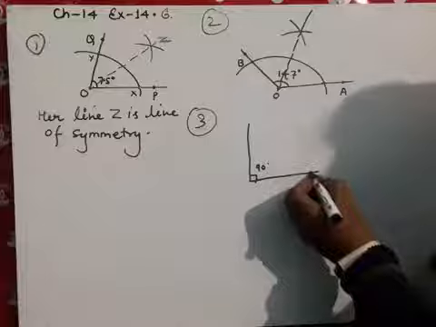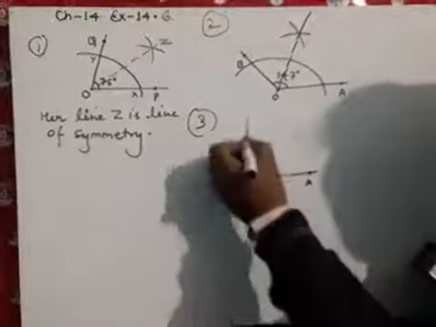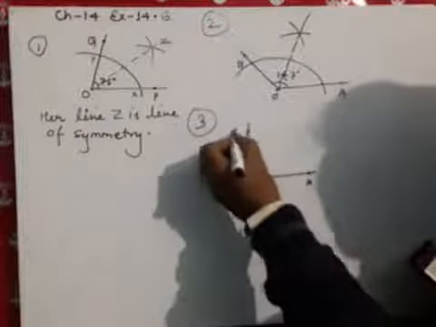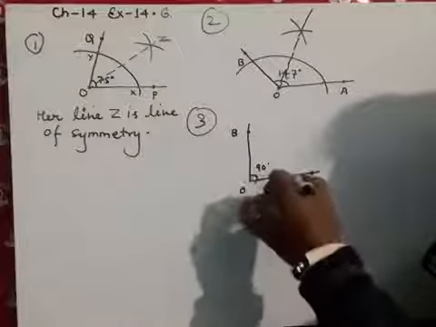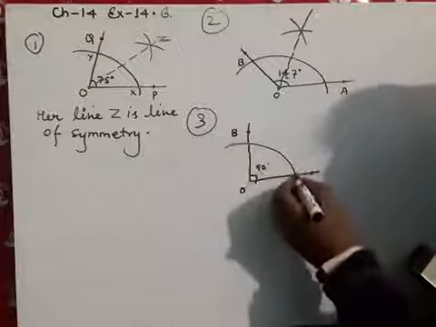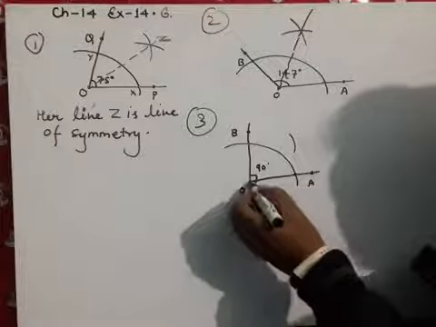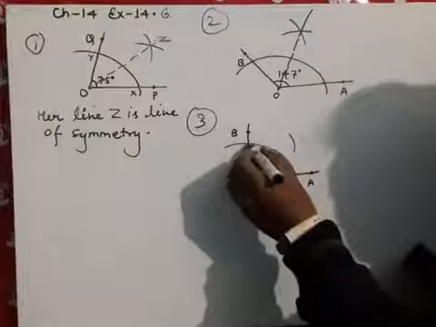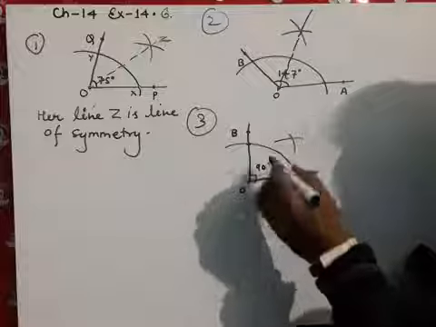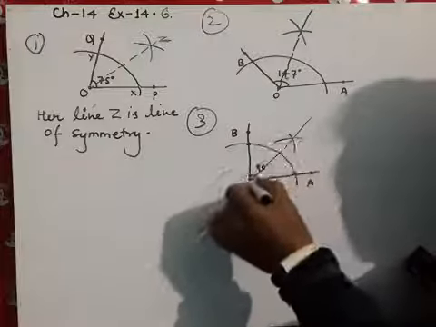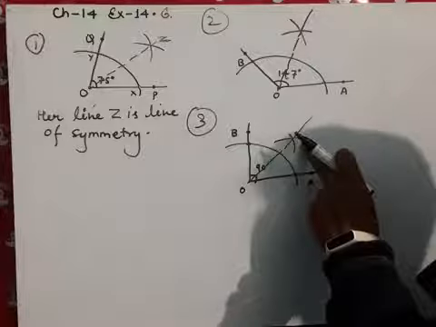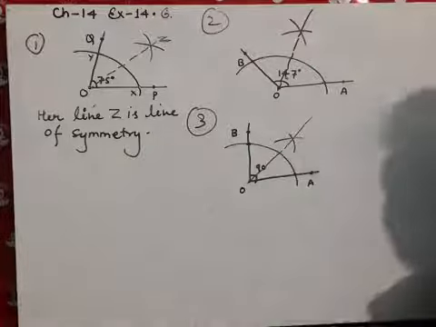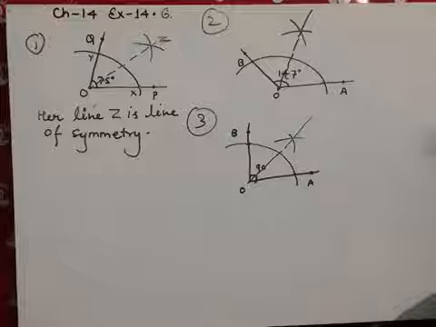After drawing this, you have to take points A, O, B, and now you have to draw the bisector. So you have to put the compass here and make one arc. Then from this point you have to make one arc, and from this point you have to make one arc. Now you have to join these arcs. You have to join O to the intersection point. So you will get the bisector of this angle.